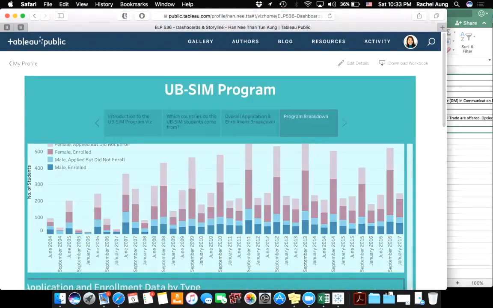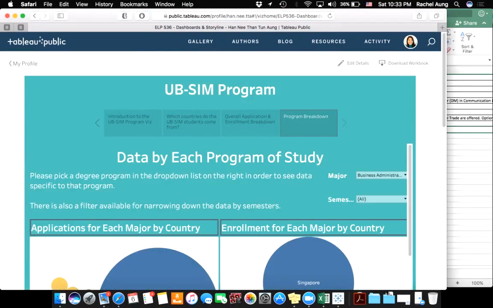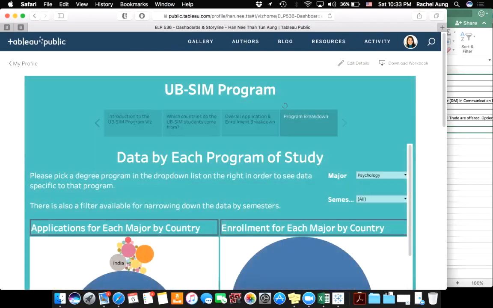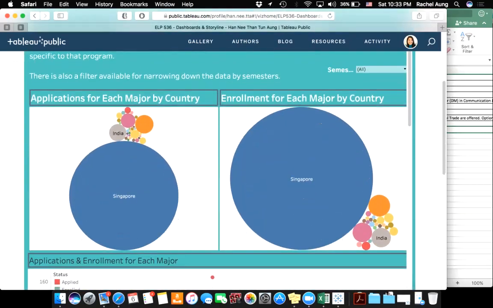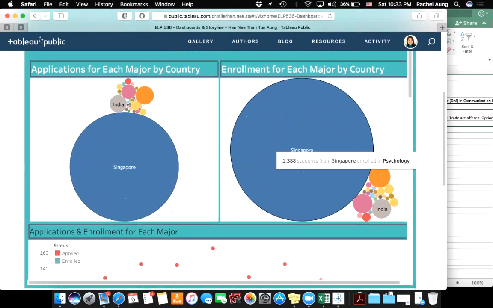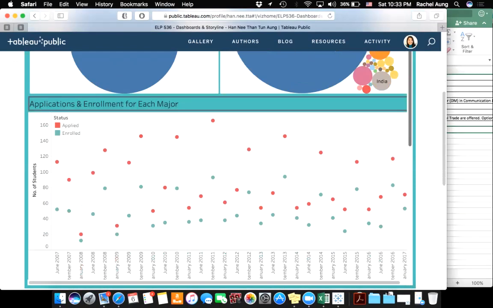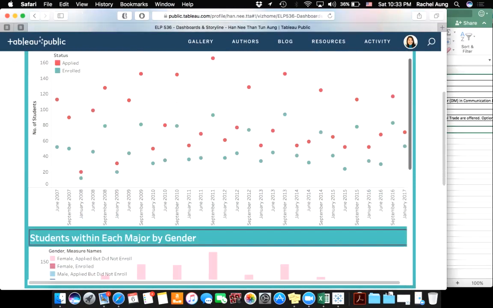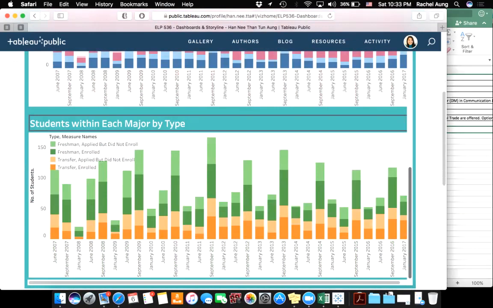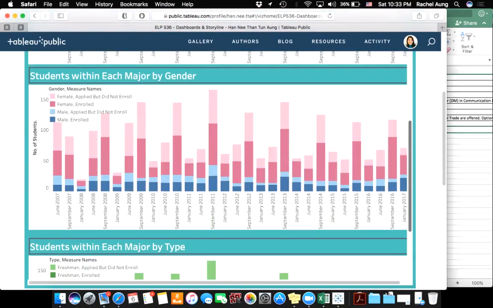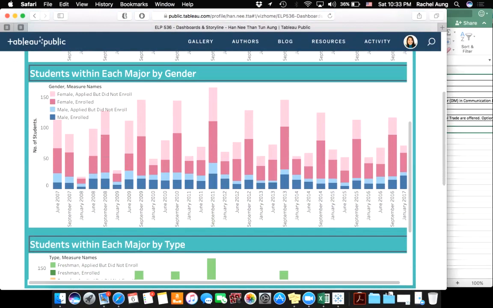And then lastly, I wanted the audience to be able to get a breakdown for each program. So if we look at psychology, for example, these are which countries they applied from, which countries they enrolled. Again, a breakdown just overall, and then a breakdown by gender, and a breakdown by major. So you can tell that the intended audience was for the staff in our office, so that it could help with any future plans we have, as well as our supervisors.